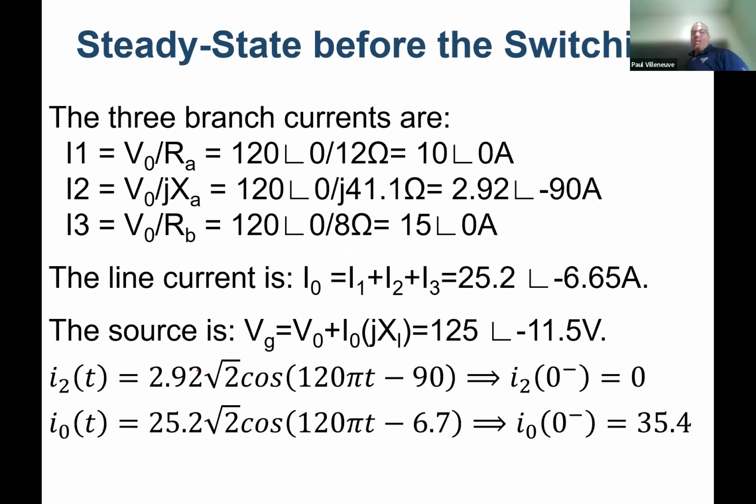All right, so now we're going to go ahead and figure out what our currents are in sinusoidal, or steady state, analysis. My I1 is just 120 divided by 12, so I got 10 at an angle of 0 amps. My I2 is 120 divided by my inductor, j41.1. That's 2.92 at an angle of minus 90, right? Because I've got the phase shift associated with it. And if you remember ELI the ICE man, that kind of checks off, right? Because what does ELI say about inductive circuits?